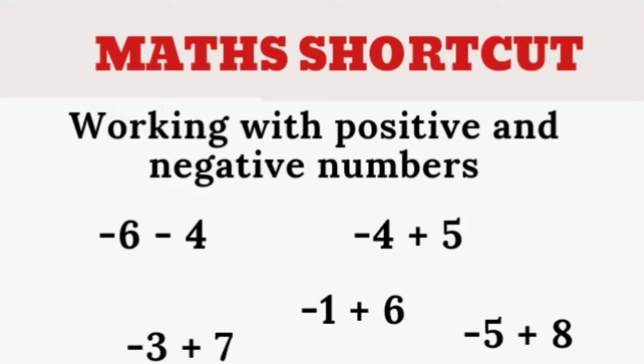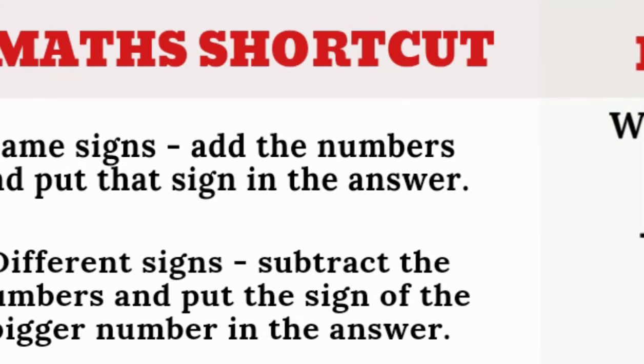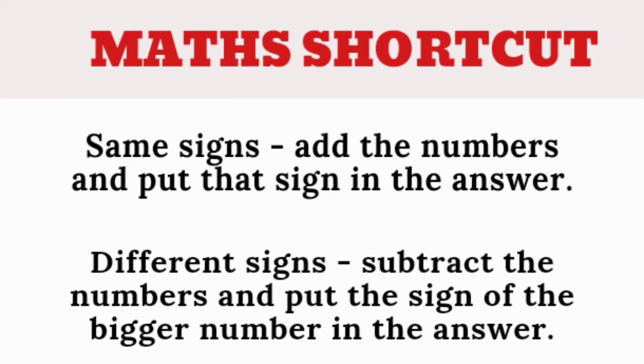All right, so to solve this, all you need to do is to understand a simple principle. And the principle is, when the signs are the same, add the numbers and put that sign in the answer. But when the signs are different, subtract the numbers and put the sign of the bigger number in the answer. That's simple. Once you understand that principle, you can solve any question related to this easily.